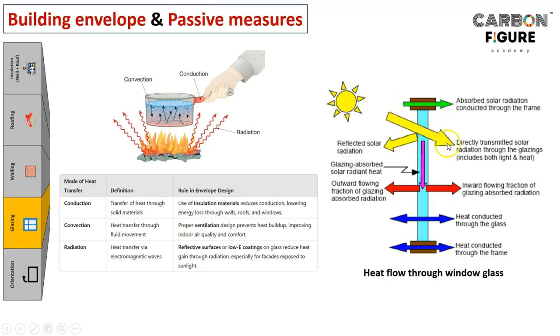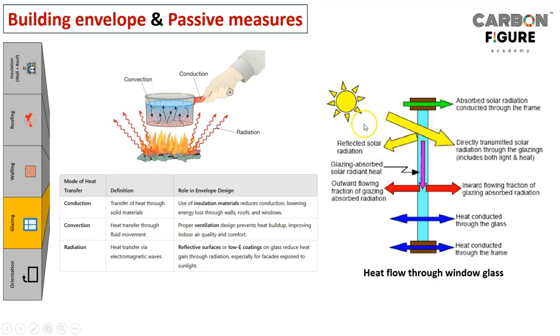Second thing is directly transmitted solar radiation through the glazing. So the yellow color is radiation based, right? Electromagnetic waves, those kinds of things. Normally we say infrared radiation, right? So that kind of radiation based heat transfer is happening directly through the window glass. From that proportion, some amount of radiated heat is getting reflected back into the outdoor also. So it is reflected solar radiation.